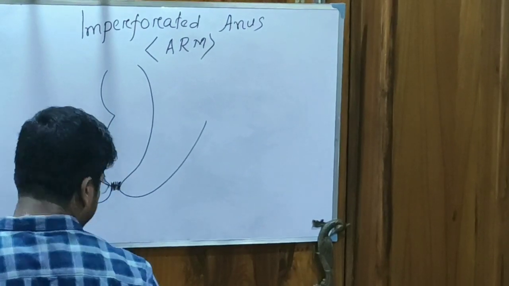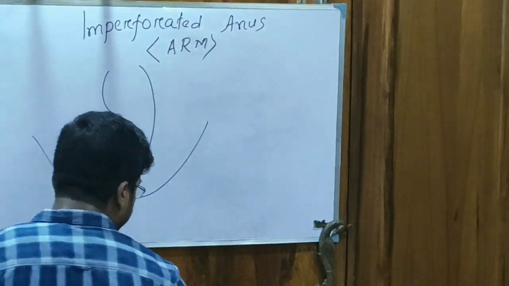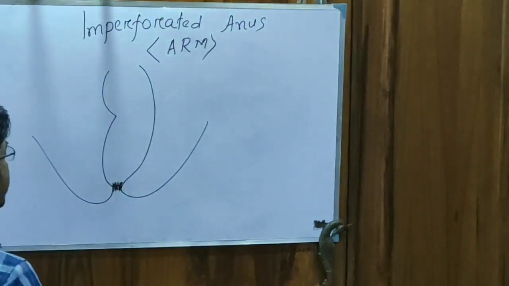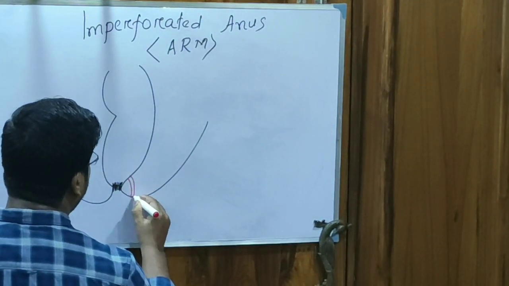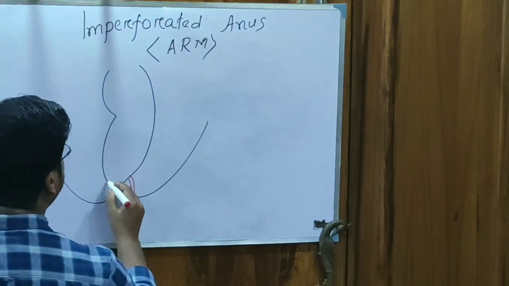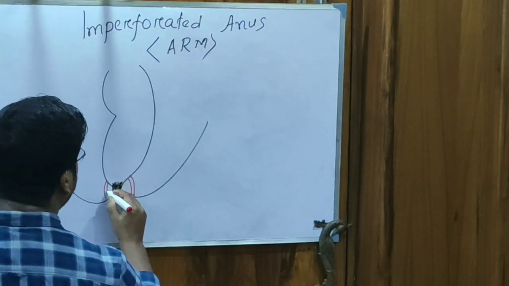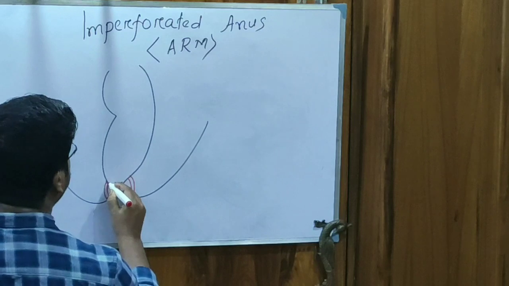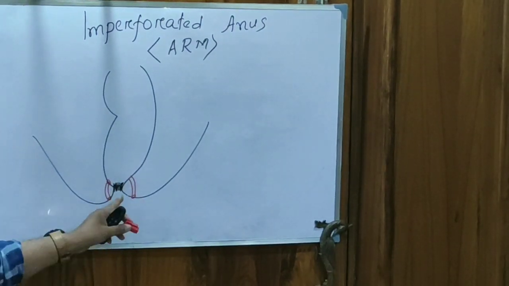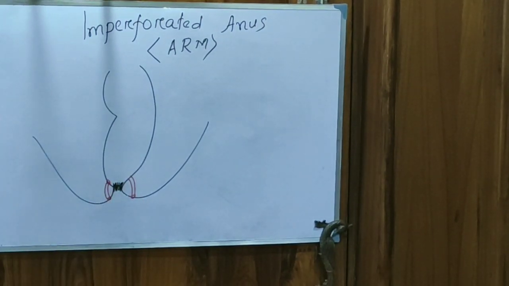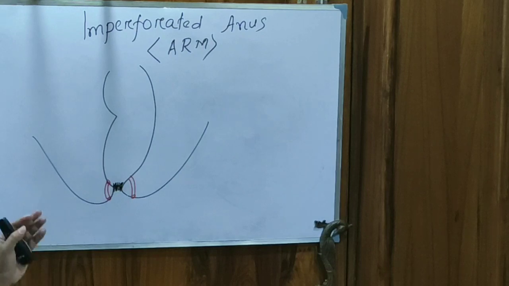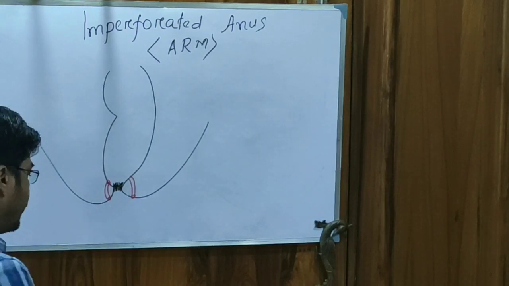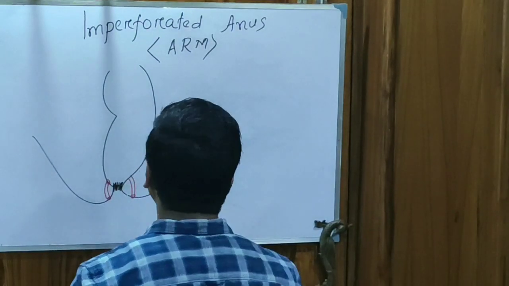So for the next, there is ectopic anus. What is ectopic anus? Ectopic anus is nothing but the anal opening outside in the perineum, not from the normal anatomical position. That means the wrong place. The anal opening is at the wrong place. This is called ectopic anus. So what should be the diagram?